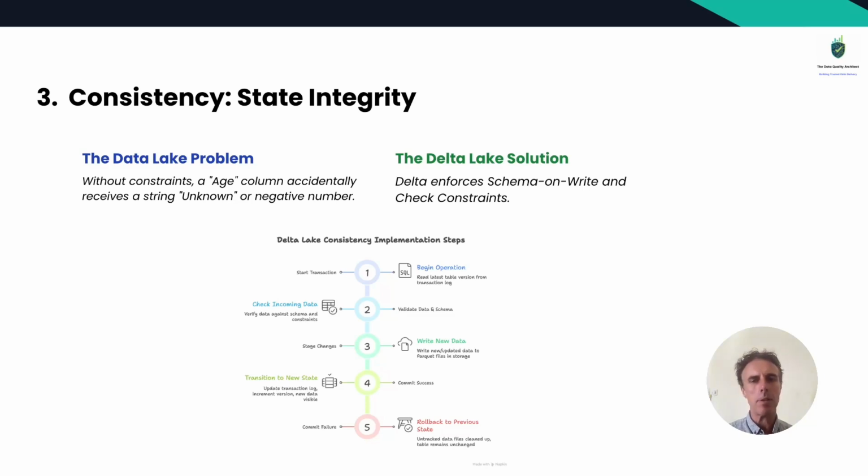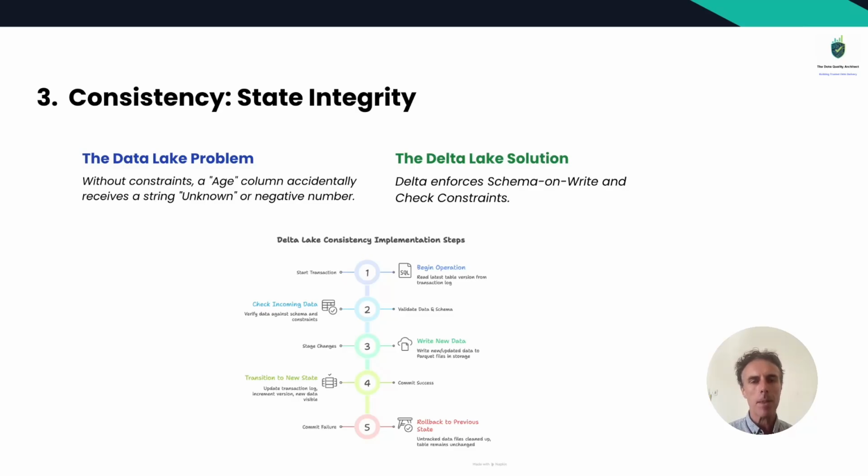So let's look at the example here. Without table field constraints, an age column might accidentally receive a string "unknown" or a negative number, breaking your machine learning models or dashboard aggregations downstream.